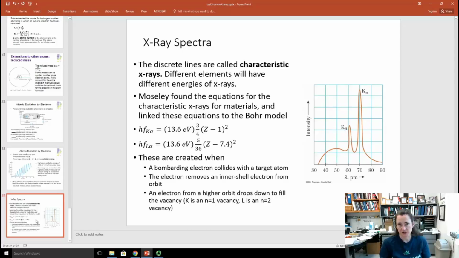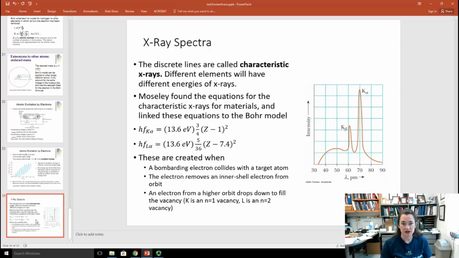Finally, we covered X-ray spectra. Now, in a previous test, we covered bremsstrahlung, or braking radiation. And that has a continuous spectrum that starts at the cutoff wavelength and then goes up from there. However, on top of this continuous spectrum, which is like a hump with a slowly decaying end to it, you also have these very strong, high-intensity, narrow peaks. And these are called characteristic X-rays.